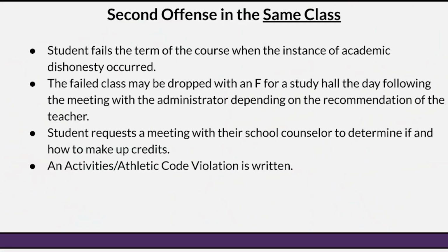Student fails the term of the course when the instance of academic dishonesty occurred. The failed class may be dropped with an F for a study hall the day following the meeting with the administrator, depending on the recommendation of the teacher. Student requests a meeting with their school counselor to determine if and how to make up credits. An activities athletic code violation is written.